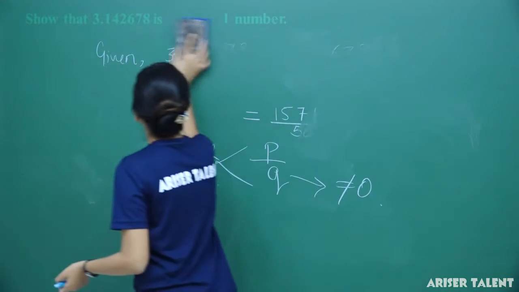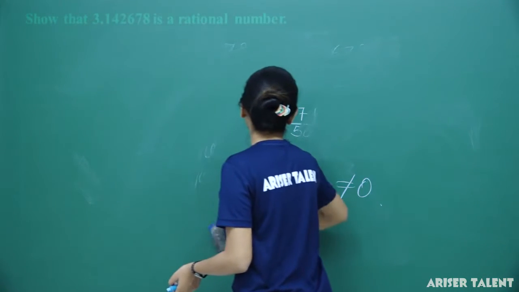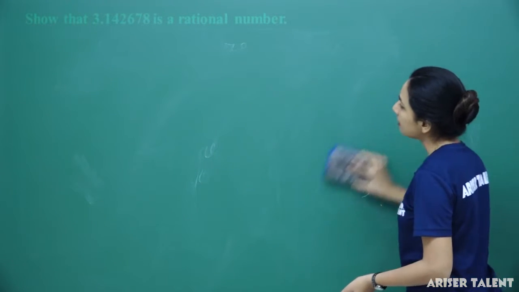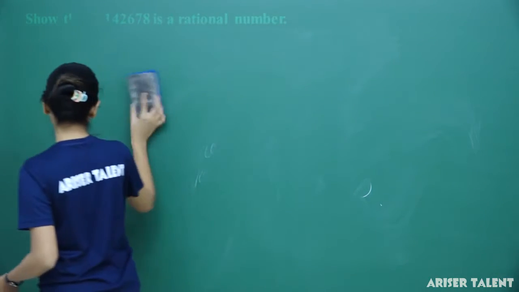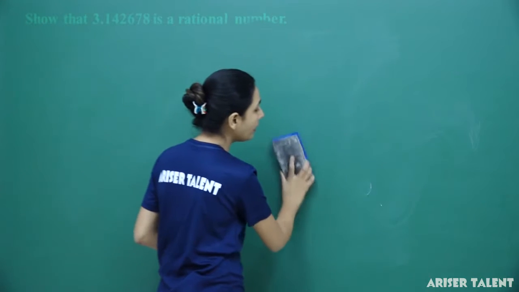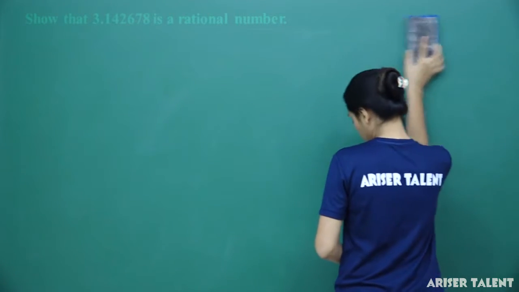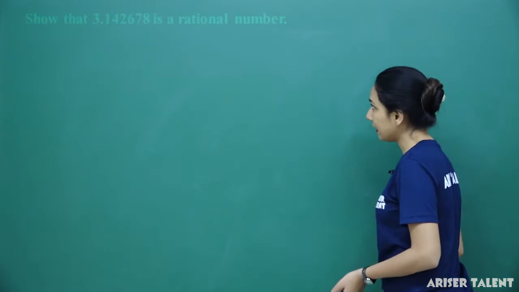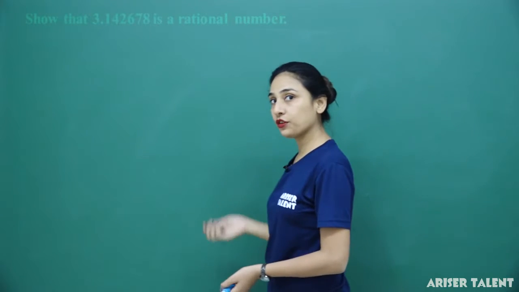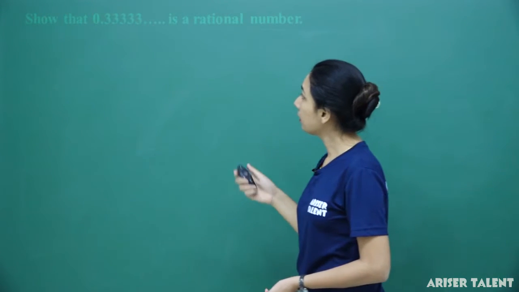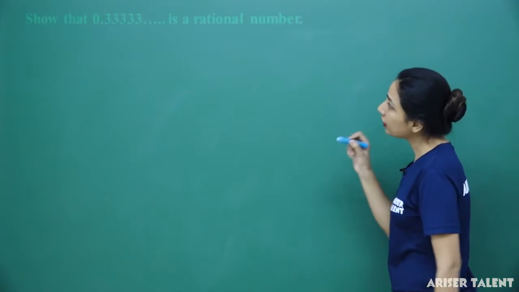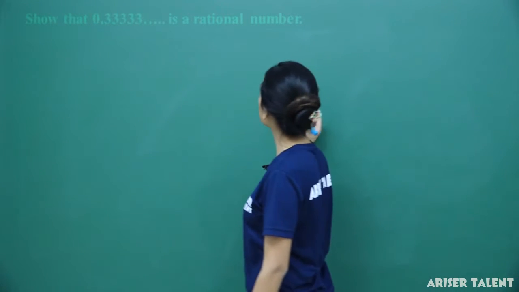Now, this was so simple, we know how to eliminate this decimal and put it into a P by Q format, okay. So what can be the next category of question for the same? Now, look at that: show that 0.33333 is a rational number.